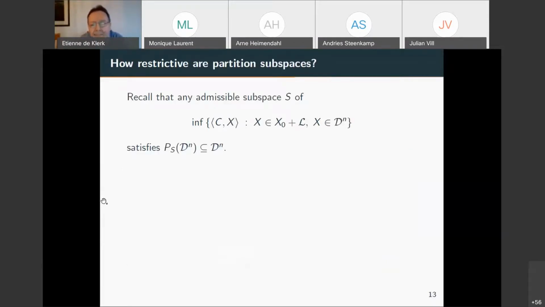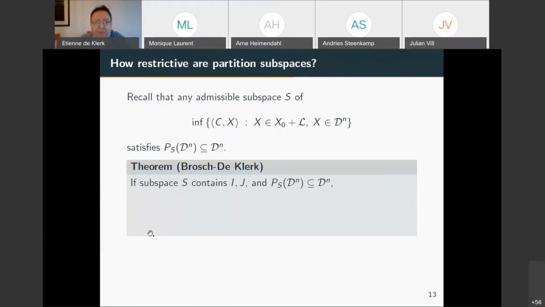So basically, the next thing that we have to understand, if you want to have a deeper understanding, is that every admissible subspace is cone positive. Indeed, if we consider the doubly non-negative cone, an admissible subspace S must be such that the orthogonal projection of the doubly non-negative cone must be contained in itself. And so now I ask the question, how restrictive is it really to only look at partition subspaces? The answer is it seems to be not too restrictive if we deal with a doubly non-negative cone.